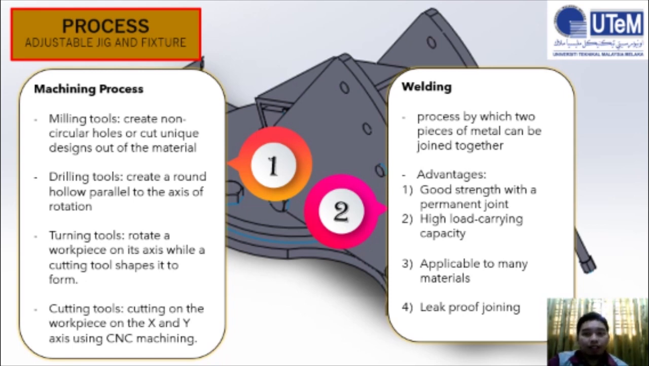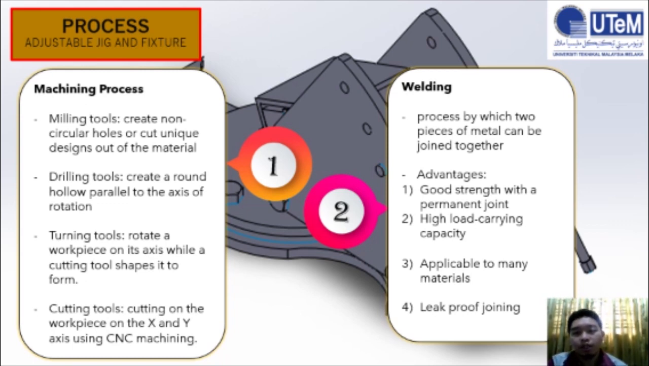Most metal components and parts require machining during the manufacturing process. Here are some of the tools that we use. First is milling tools, which create non-circular holes or cut unique designs out of the material. Next, drilling tools create a round hole parallel to the axis of rotation. Then, turning tools rotate a workpiece on its axis while a cutting tool shapes it. And lastly, cutting tools cut the workpiece on the X and Y axis using a CNC machine.